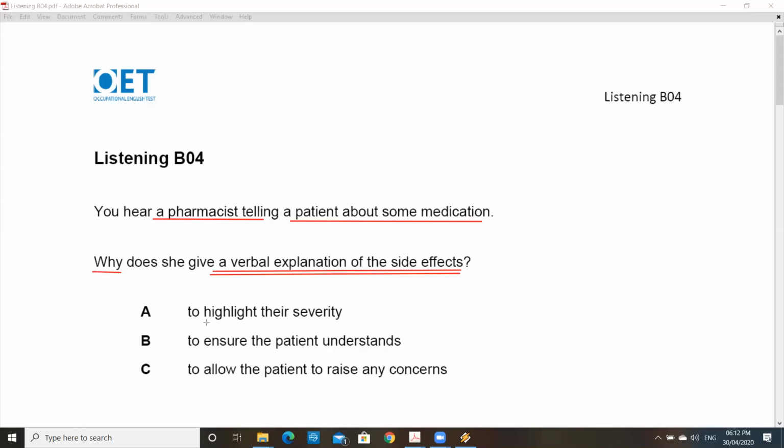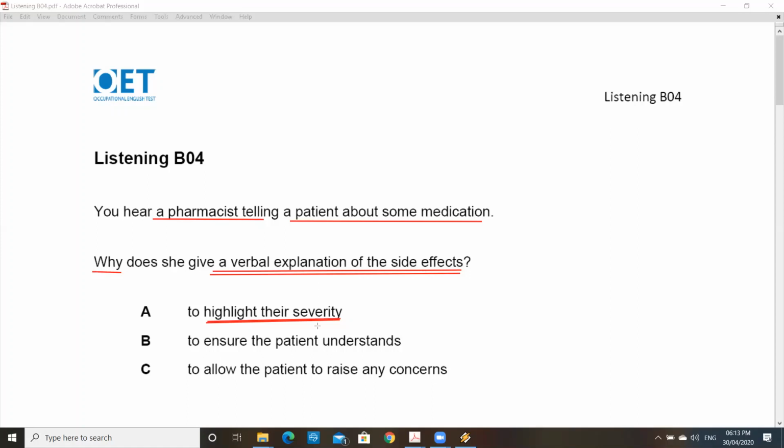Is she trying to highlight severity? Okay. So is she trying to say that all these side effects are already written in the booklet or on the leaflet, but I just wanted to warn you that you have to be extra alert about these side effects, because they could be life threatening, or they could be quite serious complications. So highlight their severity. If this is the answer, then you can hear something similar to this. She may use, it can become fatal, it can be life threatening, it could lead to quite serious complications. I wanted to warn you, I wanted to alert you.